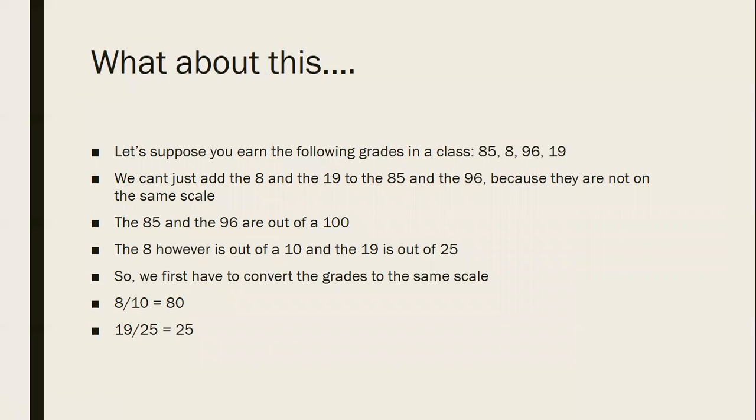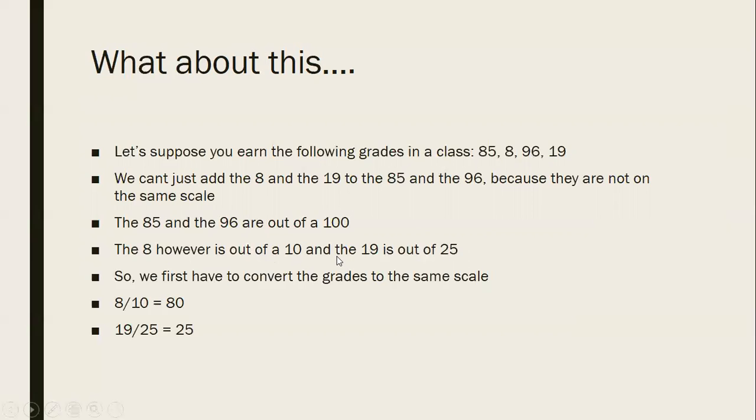Now, what about this situation? Let's suppose you earned the following grades in the class: an 85, an 8, a 96, and a 19. We just can't add the 8 and the 19 to the 85 and the 96 because they're not on the same scale. They're not on a 100-point scale. The 85 and the 96 are out of 100, so there's no conversion necessary for those two. 85 and 96, good to go. But the 8, however, is out of 10. And you can figure this out from your teacher's grade book, or you can ask them. And the 19 is out of 25 in this situation.